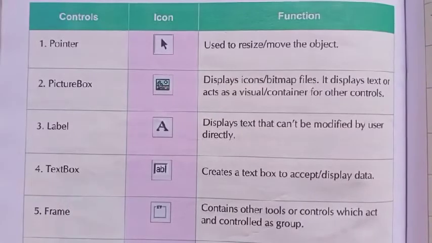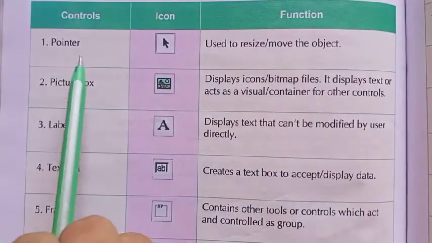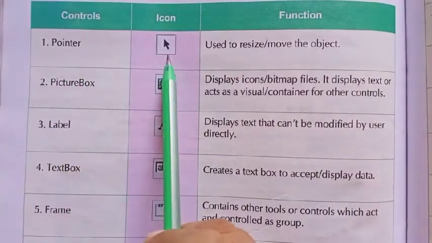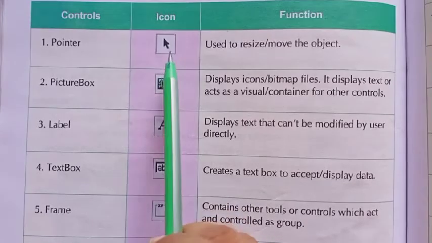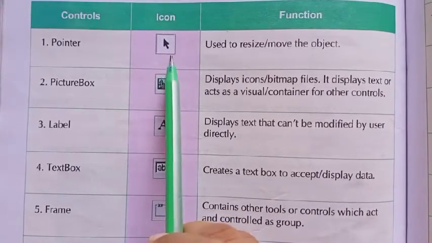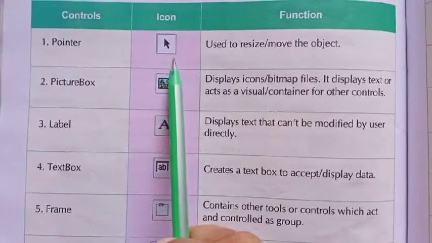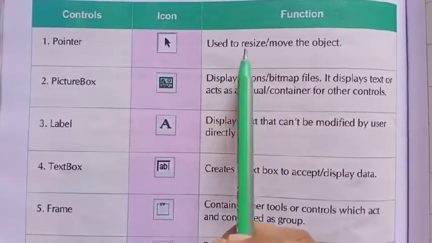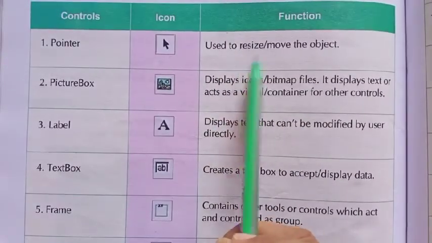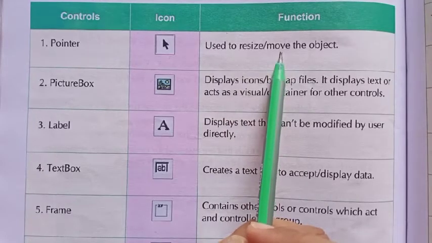So the first control or tool is the pointer. The icon for the pointer is somewhat like this. On the toolbox you will find it. And what is the function? This is used when you have to resize something or when you have to move an object on the form.